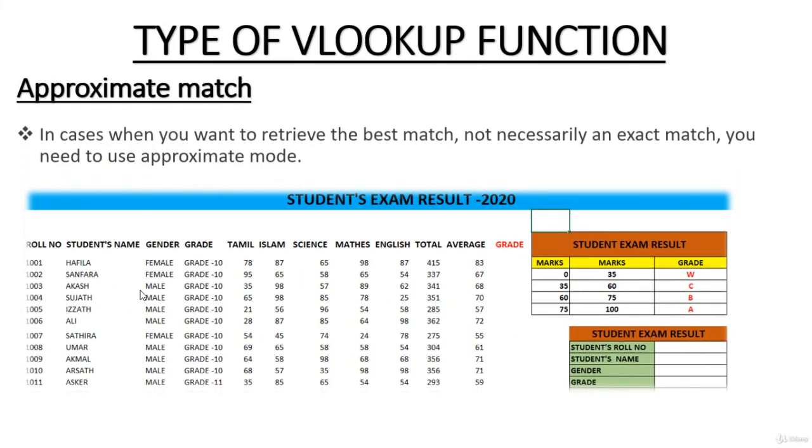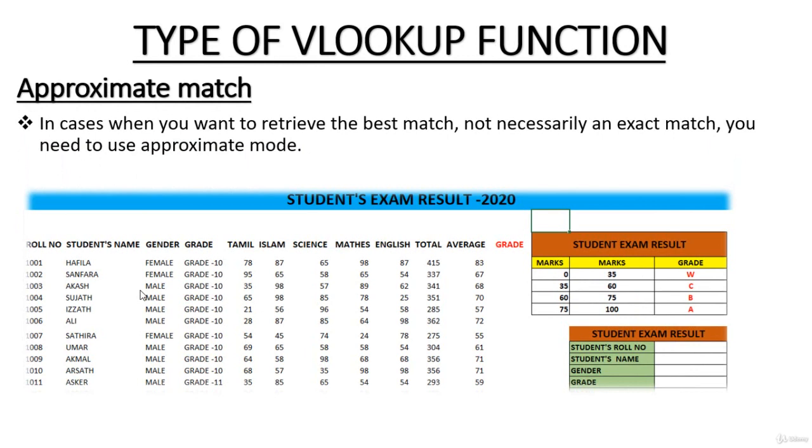The next one is approximate match. Approximate match means when you want to retrieve the best match, not necessarily an exact match, you need to use the approximate mode. You can see here the student exam result, right? If the student gets a mark of 0 to 35, the grade should become W. 35 to 60, the grade should become C. 60 to 75, the grade should become B. 75 to 100, the grade should become A.